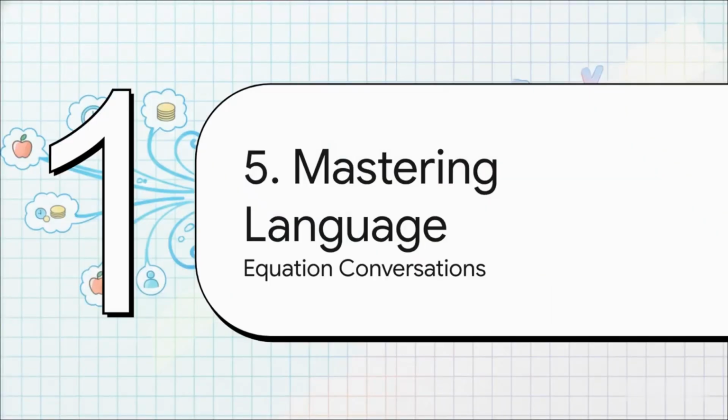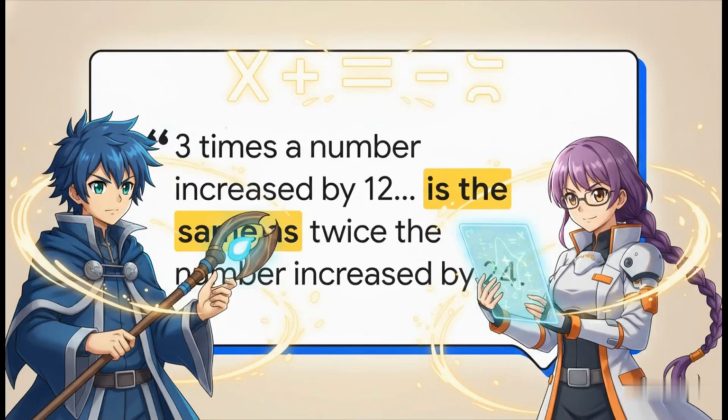We're moving beyond just translating single sentences. Now we're going to translate a full conversation where you have 2 different mathematical phrases being set equal to each other. This one looks like the final boss of word problems, doesn't it? If 3 times a number is increased by 12, the result is the same as twice the number increased by 24. Whoa! But look closer. The secret is that little phrase in the middle, is the same as. That's our equal sign. It splits this monster sentence into two smaller ones we already know how to handle.